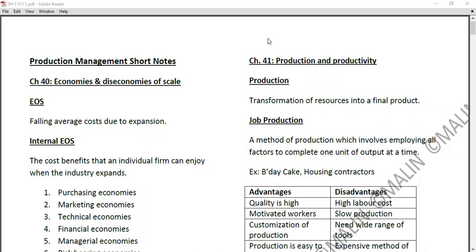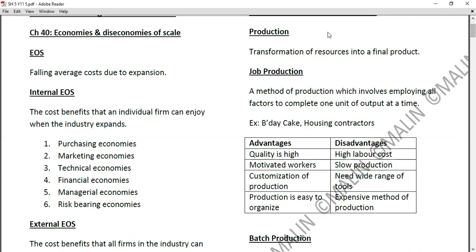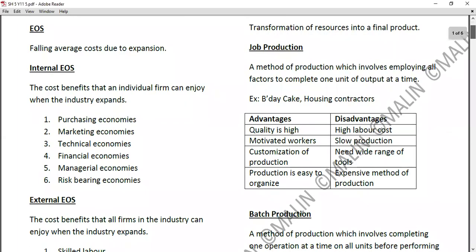The production method: production is the transformation of resources into a final product. There are three different methods of production techniques, like job production. The job production method involves employing all the resources, the factors of production, when you are completing one unit at a time. So we talk about the advantages and disadvantages of that.